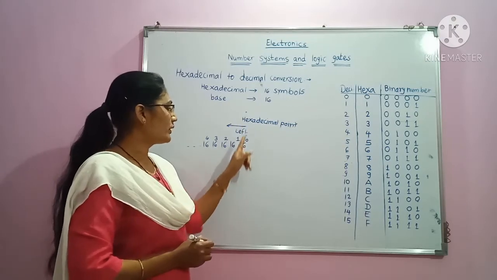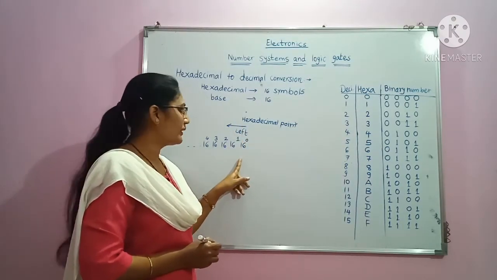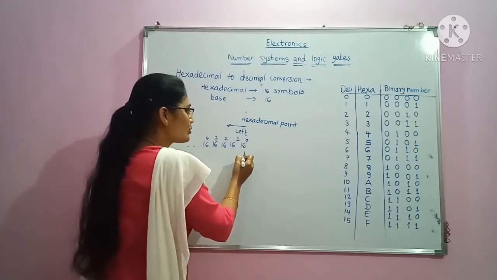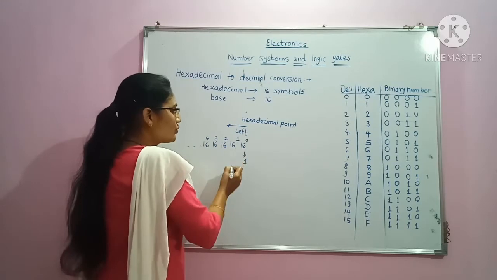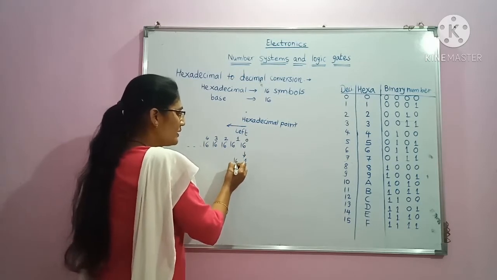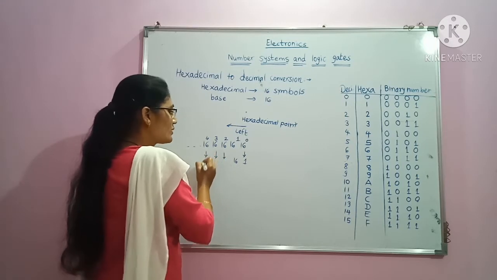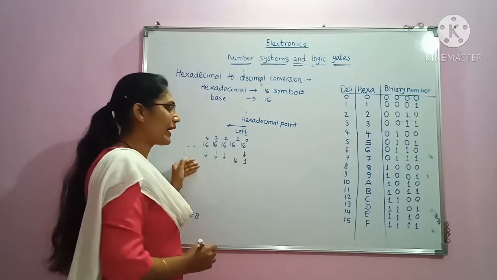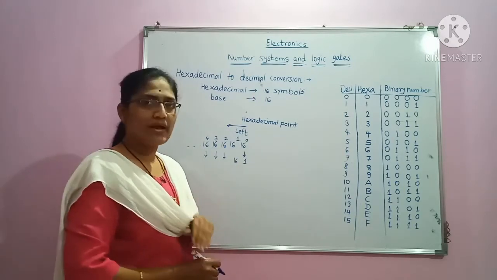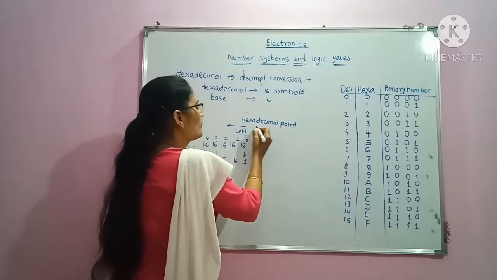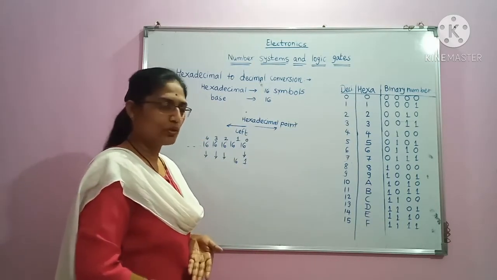So suppose a digit is in the unit place, then I have to multiply it with 16 raised to 0, which means 1. Then 16 raised to 1 means 16, then 16 raised to 2, 16 raised to 3, 16 raised to 4. Like that I have to multiply that digit in order to find its value. Suppose there is a fraction, then I have to calculate its value also.